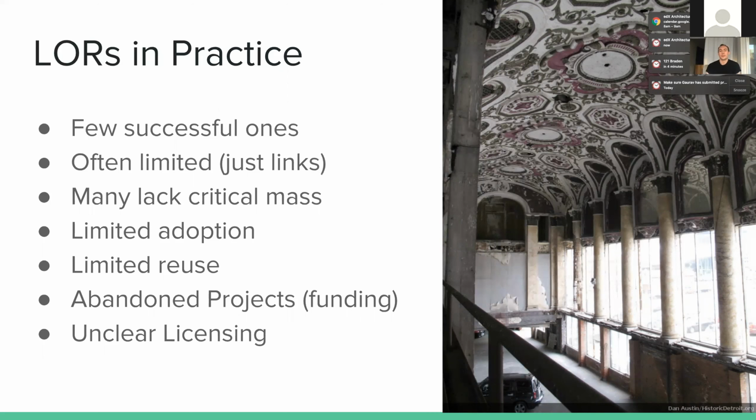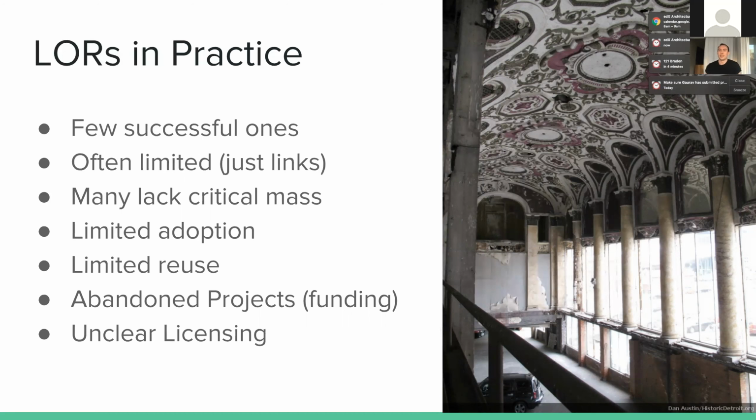and when you do find them, they're often either really simple so that there's not a lot of value to them, or they're so incredibly complex that they have very little uptake. Many lack critical mass. There's not a lot of content, or not enough people using them and sharing the content, or their capabilities for reuse are more limited than you might think.